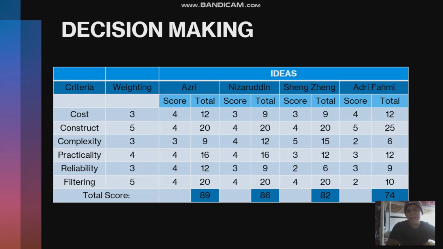The highest score for each criterion is 5. Keying in the score numbers, we can see that Azri's idea has the highest total score. So that means Azri's idea is the best one to proceed with for our project. And in order to make it more detailed, we have to analyze the problem by using a fishbone diagram on Azri's idea.